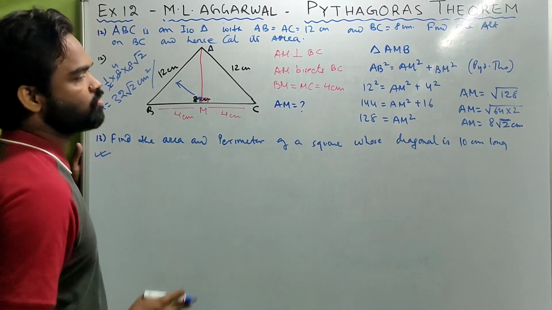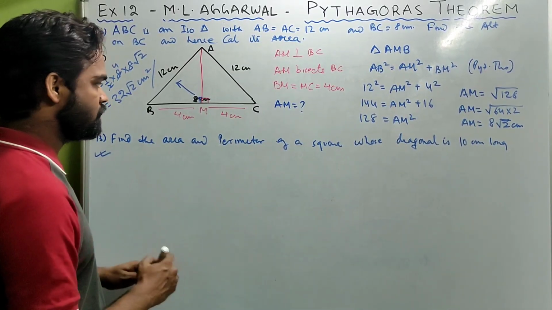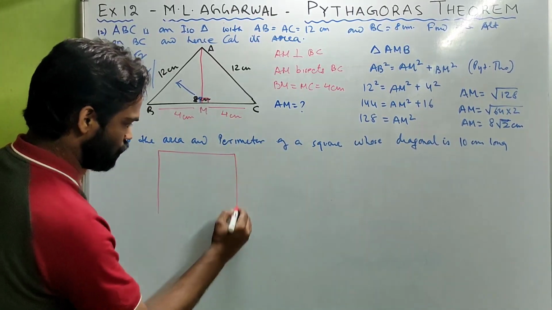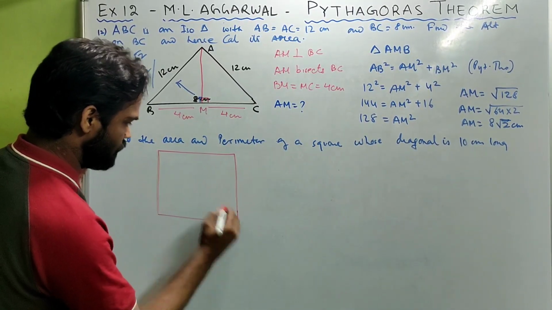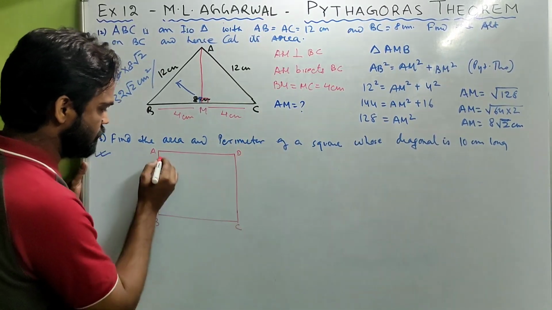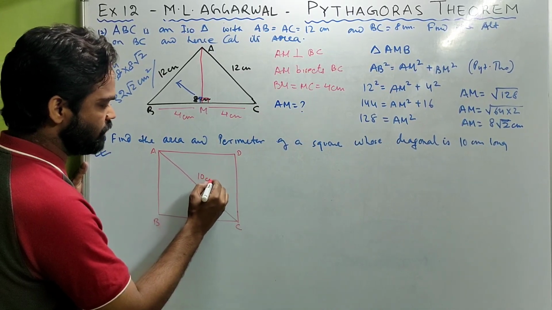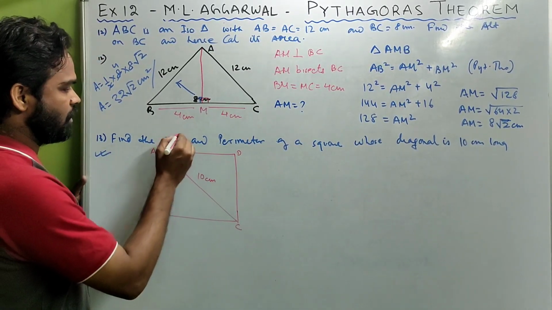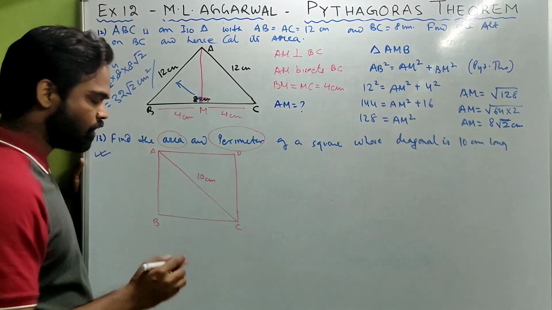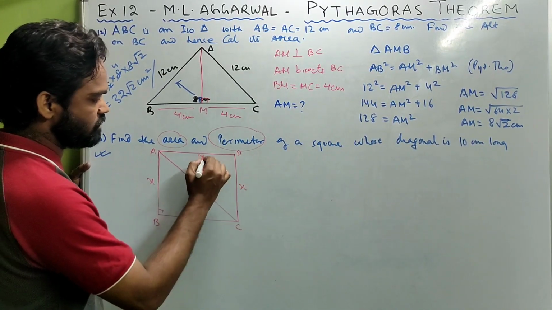Now look at 13. Find the area and perimeter of a square whose diagonal is 10 centimeter long. Which means if I draw a square, okay, ABCD, this diagonal is 10 centimeter long. They've asked for the area and perimeter. Now all the sides are the same in case of a square, and each angle is 90 degrees, so this is x, this is x, this is x, this is x.